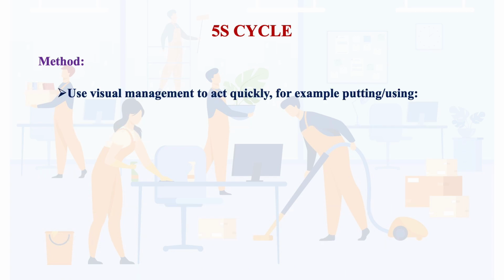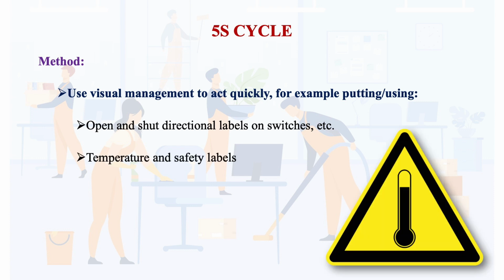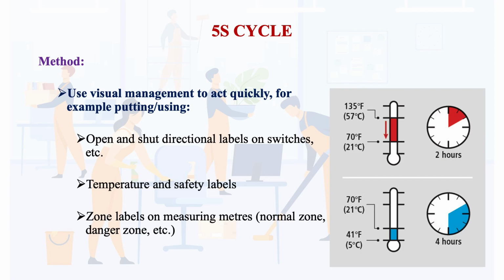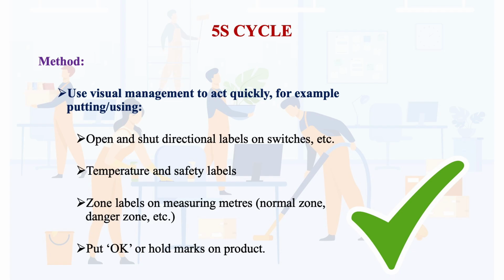For example, using open and shut directional labels on switches, etc. Temperature and safety levels. Zone labels on measuring meters, normal zone and danger zone, etc. Put OK or hold marks on products, like normally on quality apples, one sticker is put, OK.